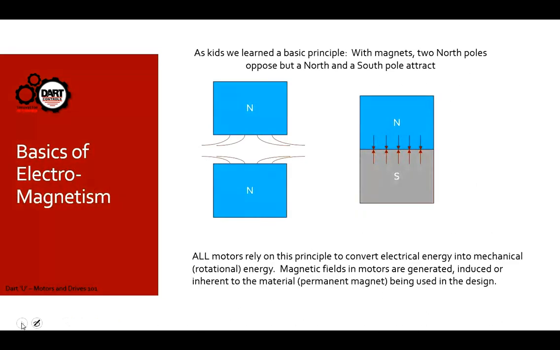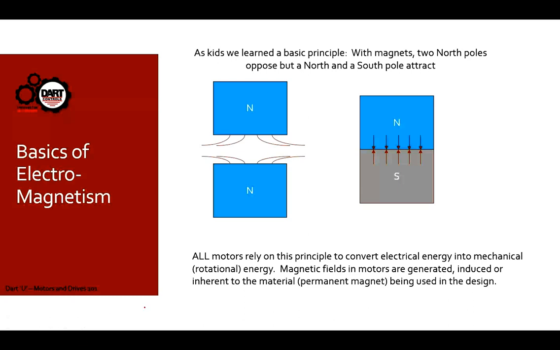So let's talk a little bit now about magnetism. When you were a kid and you're playing with magnets, you know that when you take a magnet and put the 2 north poles together, they oppose each other. But when you have a north and a south, they actually attract. So this very basic principle of physics, electromagnetism, actually is the key to creating rotation in a motor.